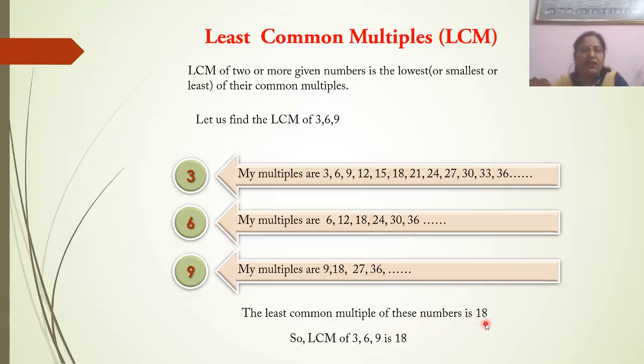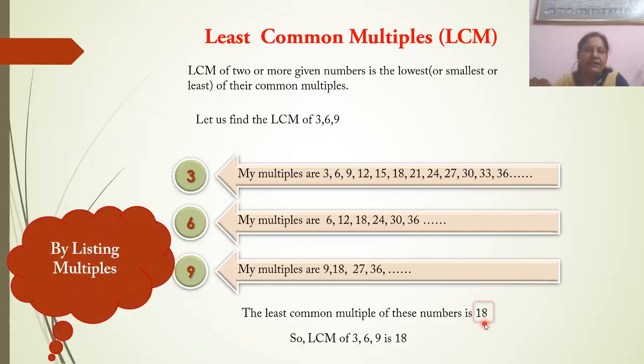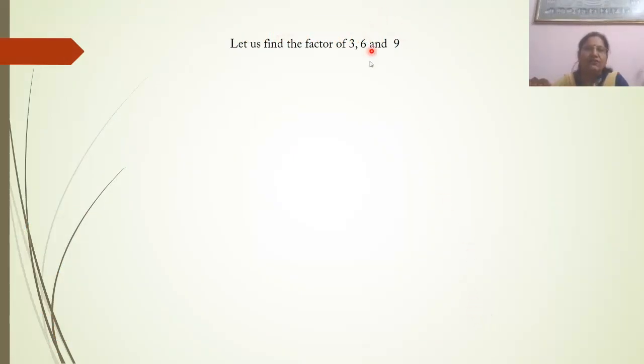Can you recall this method? This method is by listing multiples. We are finding out the multiples, finding out the common multiples, and then we will find out which one is the lowest. Now we will do the next method.